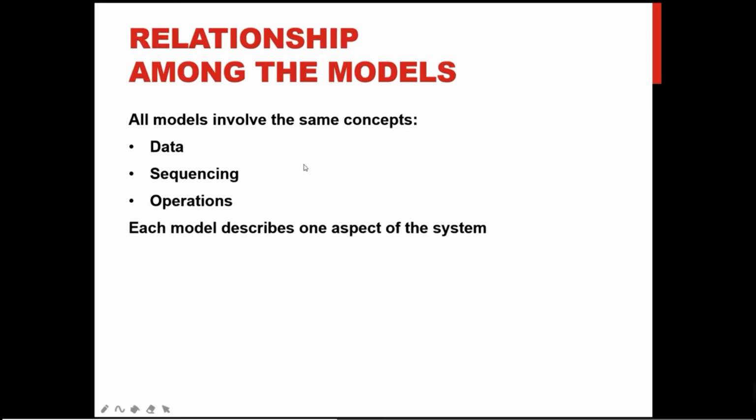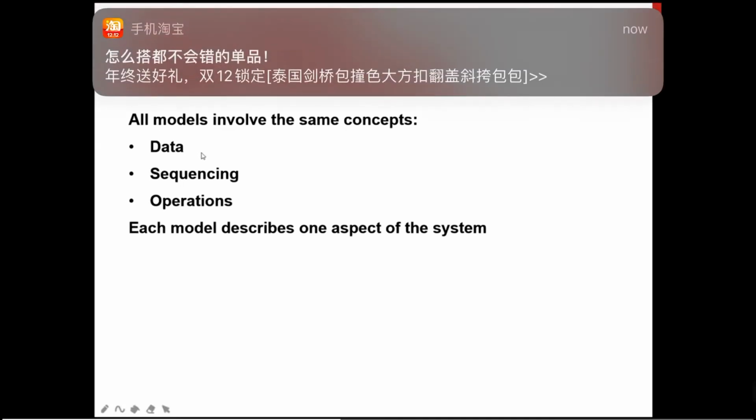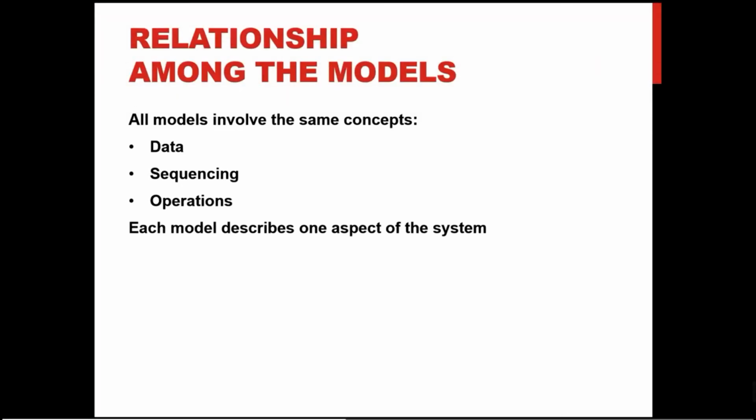And for these three kinds of models, they all involve the same concepts: data, sequencing, and operations. Each model describes one aspect of the system, but they all involve data, sequencing, and operations. Some are the sequencing of messages, and some are the sequencing of operations. The data means the static data structure of the system, of the class, and so on.